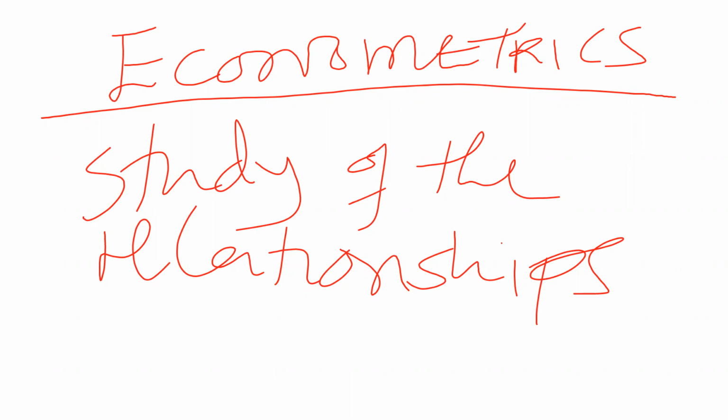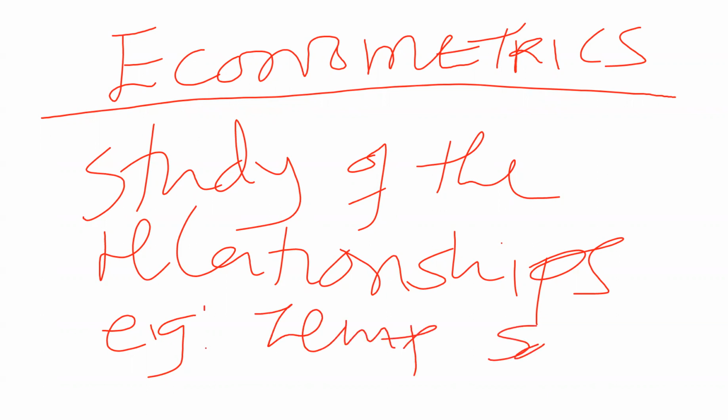With econometrics, we will look at the relationship between variables. Let's say you want to study the relationship between temperature and the sales of ice cream. Which variable influences the other? If I pose a question, is it the temperature that affects the sales of ice cream, or the ice cream sales that affect the temperature?